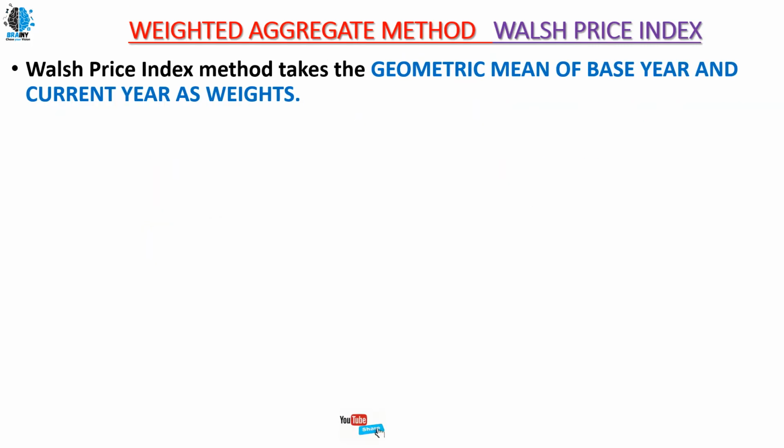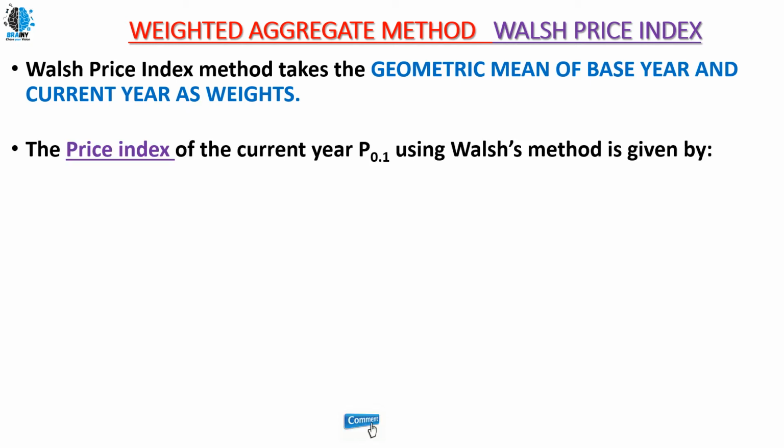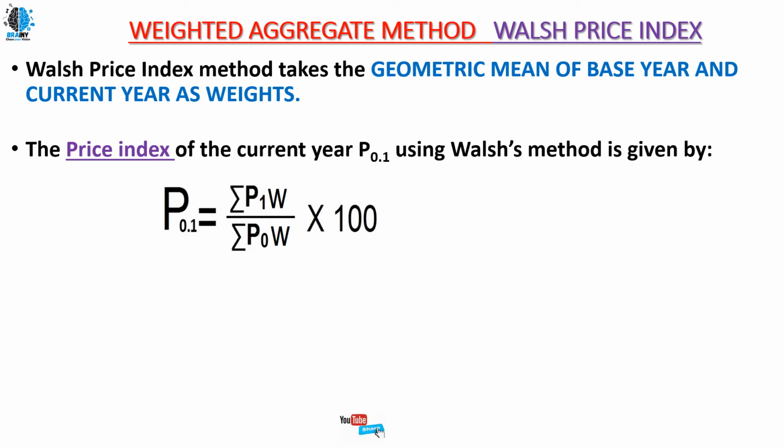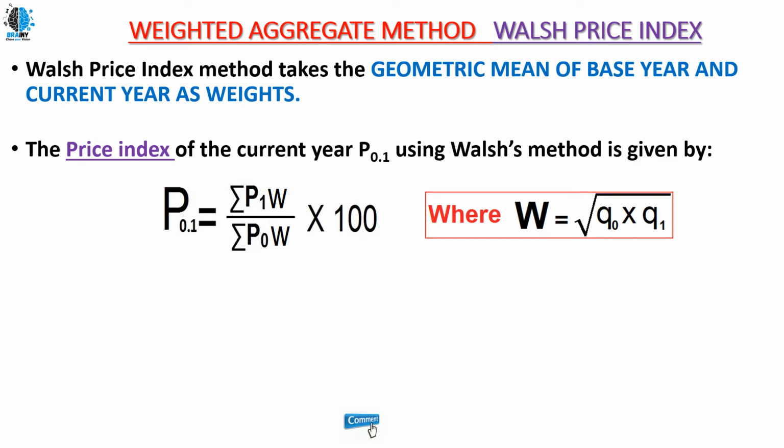This is the last method under the weighted aggregate method. The Walsh price index method takes the geometric mean of base year and current year quantities as the weight. The price index of the current year P01 using Walsh method is given by P01 equals summation P1 into W divided by summation P0 into W, into 100. What is W? W is the Walsh constant, equal to the square root of Q0 into Q1, where Q0 and Q1 are the quantities of the base year and current year. We find the geometric mean of these quantities.